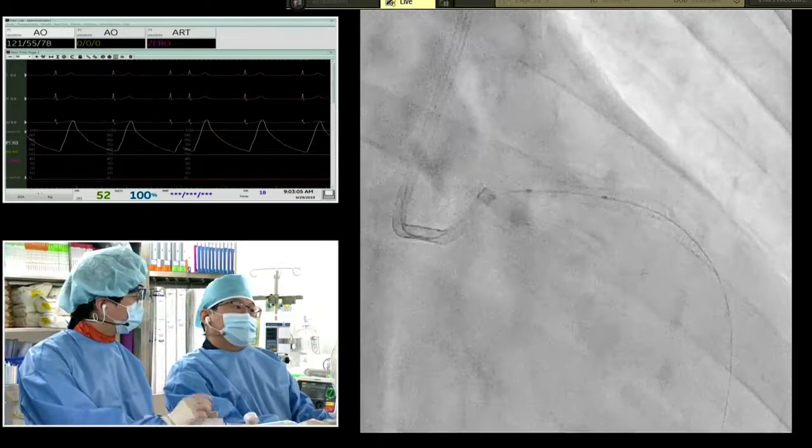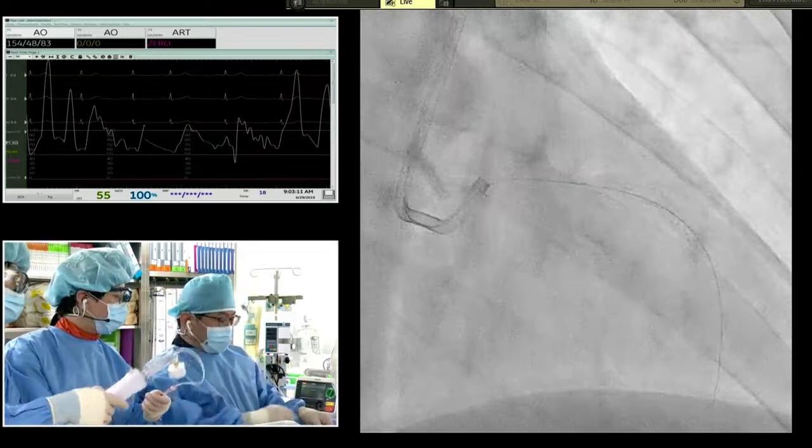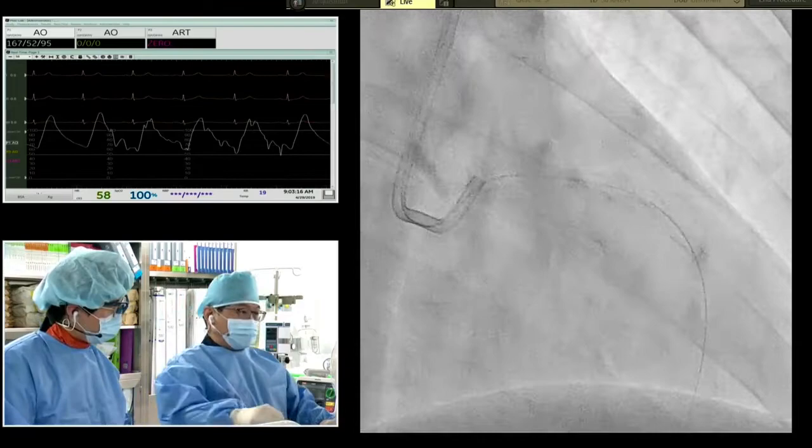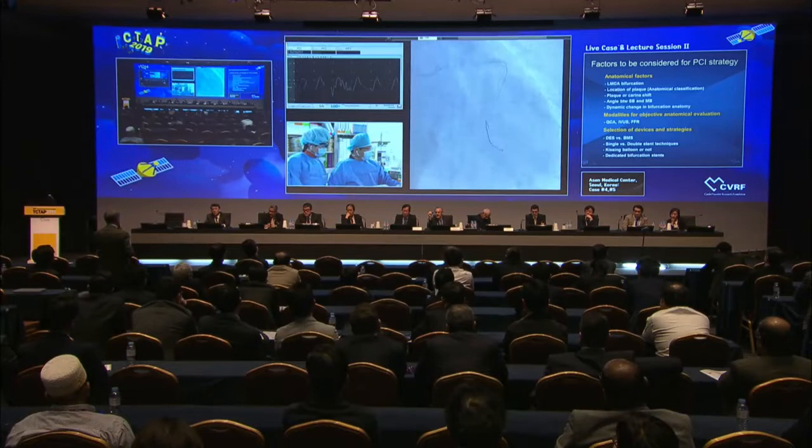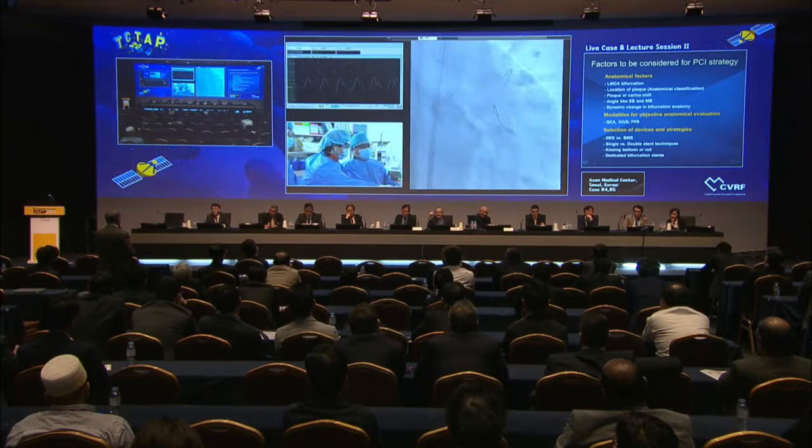Antonio, you have a comment? So I would put a wire in the circumflex before doing these very high pressure inflations because it's already tight. And after you optimize the LAD and the left main, you make it more difficult to go. So you have to put the wire anyway. So why don't you do it earlier? Yeah, I thought you were going to put a wire in the circumflex. You mentioned that the angle into the circumflex is not particularly favorable, and if the vessel went down, you'd have a hard time salvaging it.